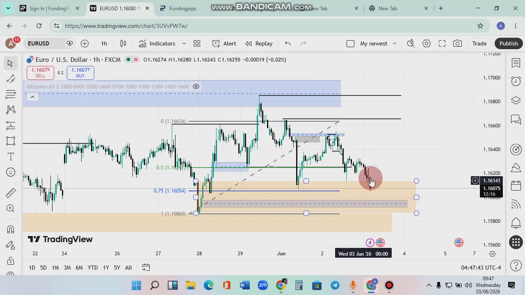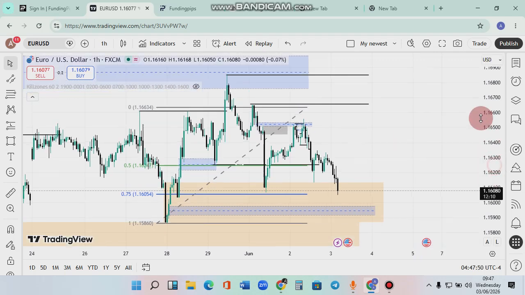So be very careful. Before you get into a trade around this point here, you should actually wait for market structure shift. This is ICT confirmation.